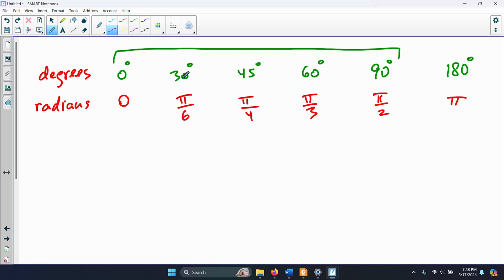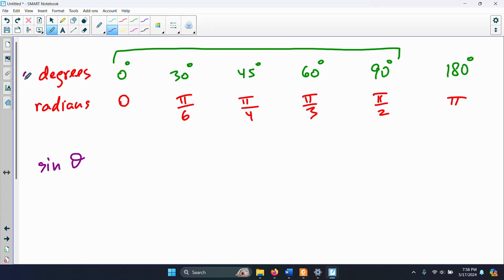Are there other angles in between? Like, say, 35? Of course there are. There are infinitely many angles, but these are the ones you're responsible for knowing pretty much on the spot. Okay, and here is my sine of theta.